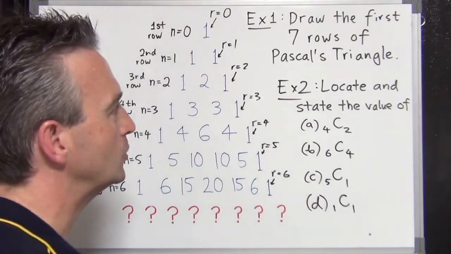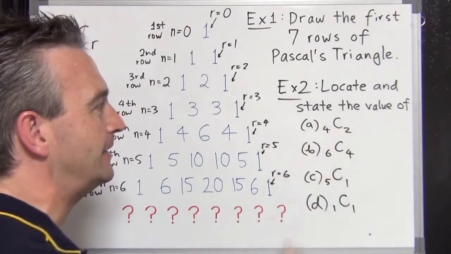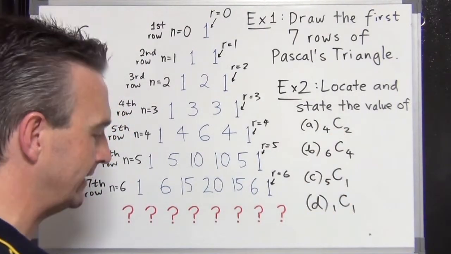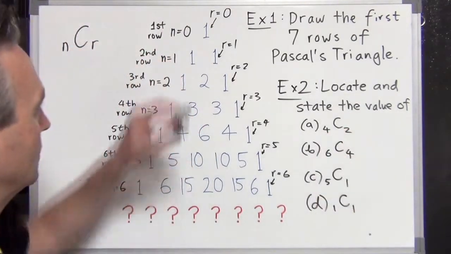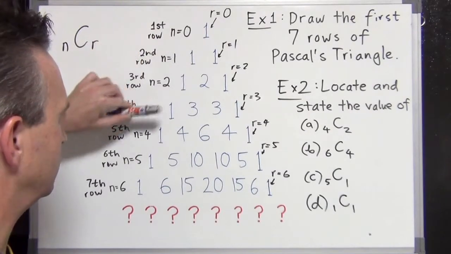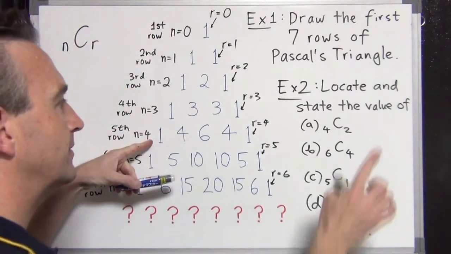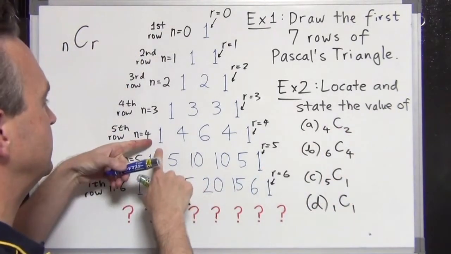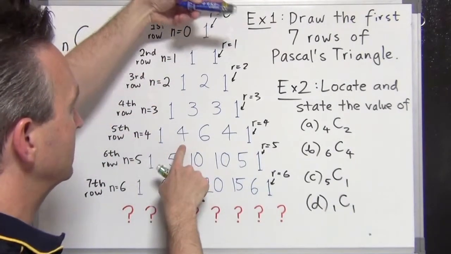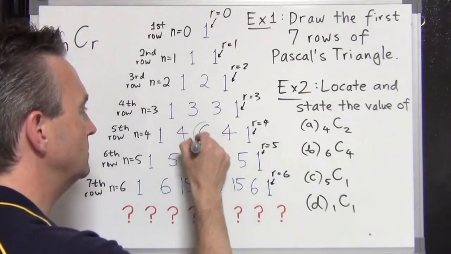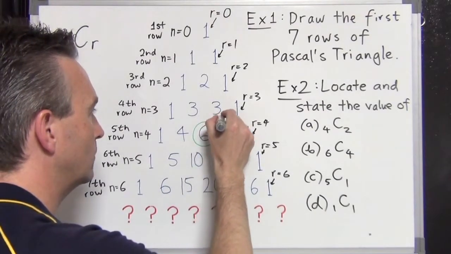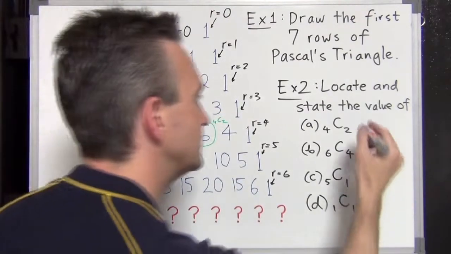Example 2, let's locate and state the value of 4C2. So what we are looking at here is, the n value is 4. So n equals 0, 1, 2, 3, 4. We are in this row, and the r value is 2. So this is r equals 0, r equals 1, r equals 2. 4C2 is this value here, which equals 6.